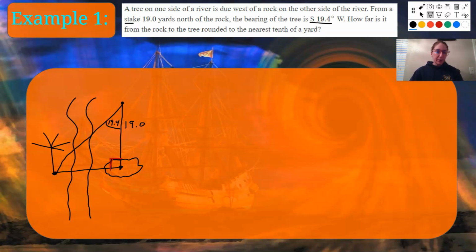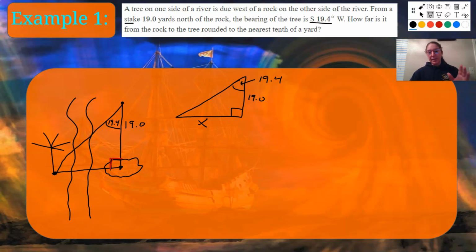So I'm going to take this triangle that I've formed over here, and I'm going to lift it out. So now we're not talking about trees and rocks anymore. We just have a perfect right triangle. And I know one side of my triangle is 19.0 yards, and I know my angle here is 19.4. And what I'm trying to find is the distance from the tree to the rock. So I'm trying to find this leg of my triangle down here.